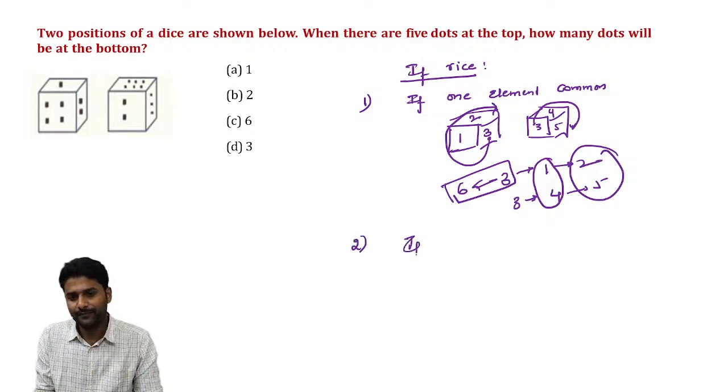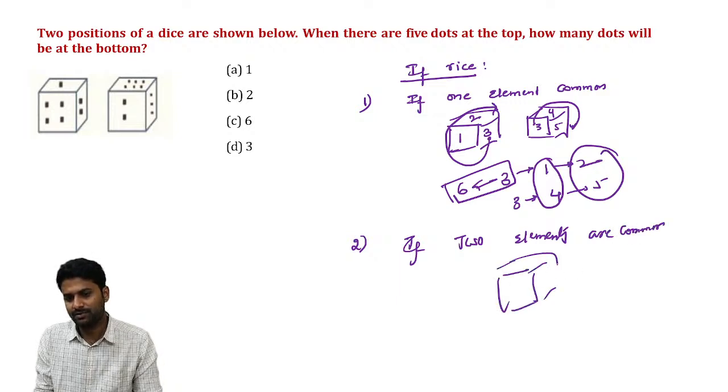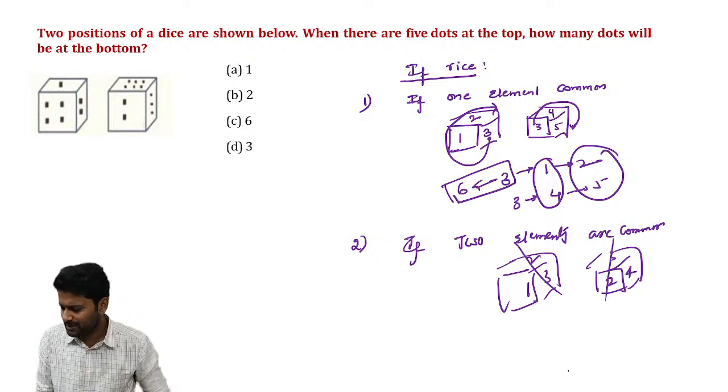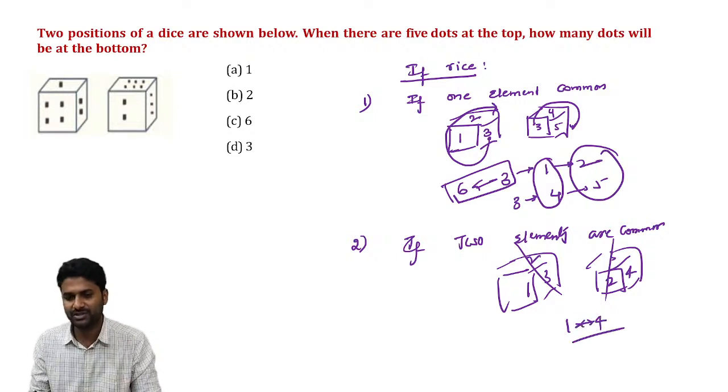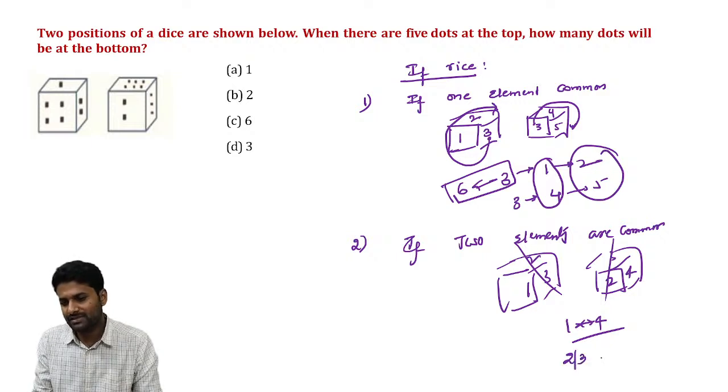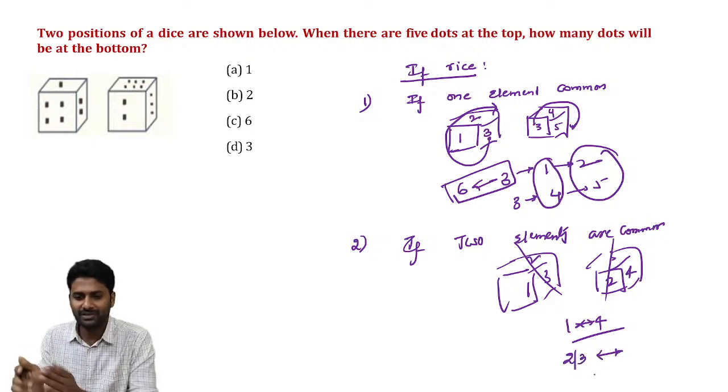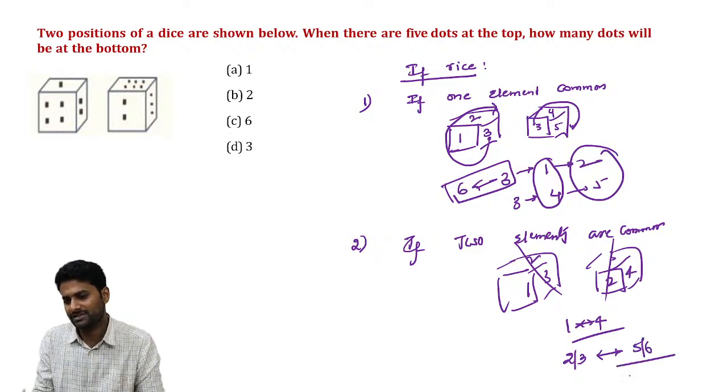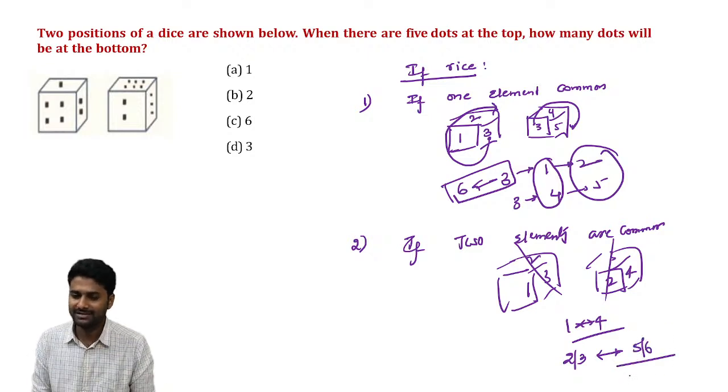Second one, if two elements are common. For example, let's take an example for understanding: 1, 2, 3 and 2, 3, 4. You can see that 2, 3 is common. There are two elements which are common. If two elements are common, the remaining must be opposite to each other. So the left with 1 and 4 are opposite to each other. But 2 and 3 are always adjacent to each other. Again, we cannot be sure of the exact opposite pair. It can be a 5 or 6.